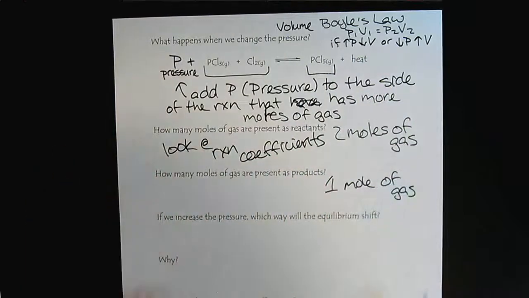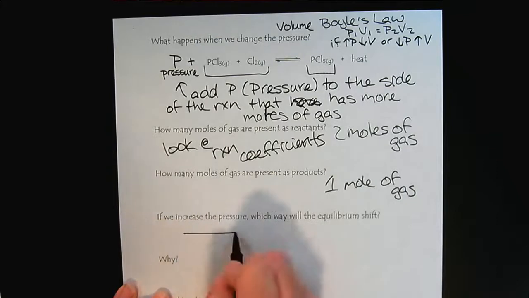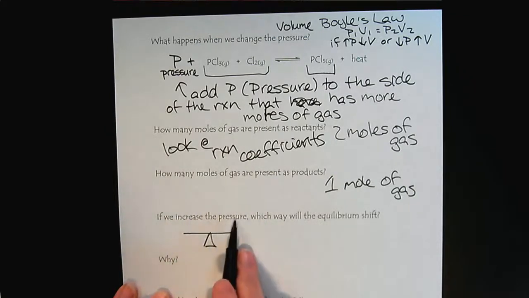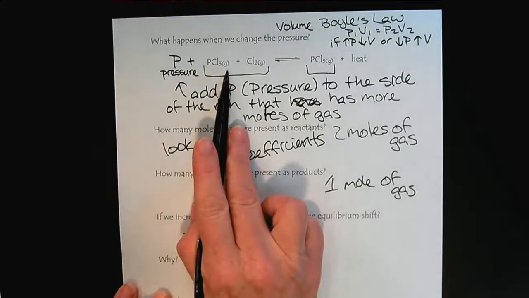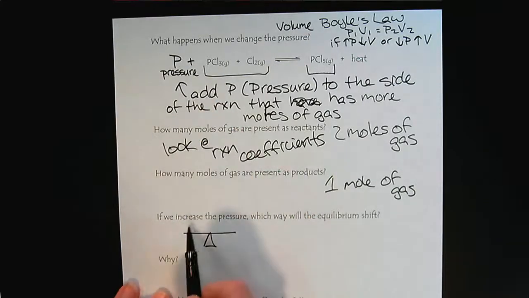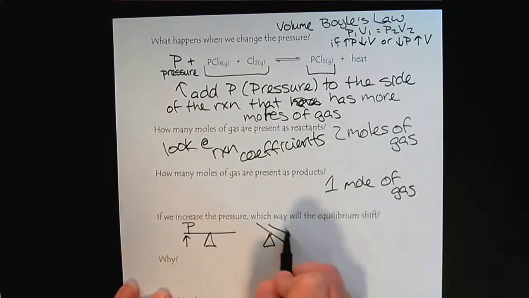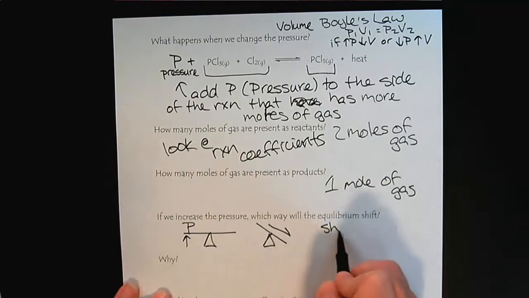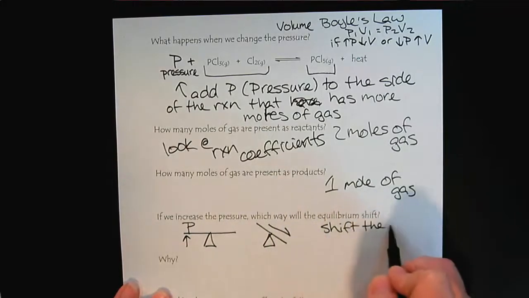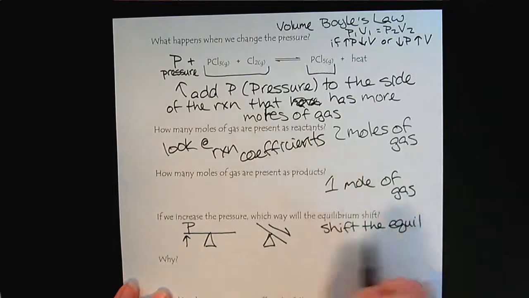Okay, now we can use our teeter-totter approach. So the system is at equilibrium, and we're going to increase the pressure because there's 2 moles of gas on the reactant side. We'll put pressure on the left, and it says to increase. So if we increase the pressure, we are going to shift the equilibrium to the right, and that's going to favor products.